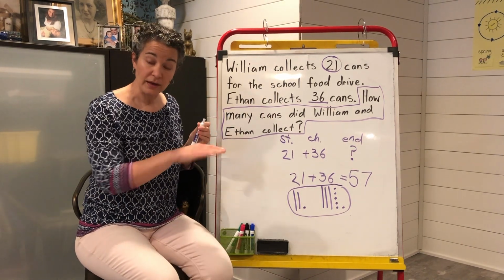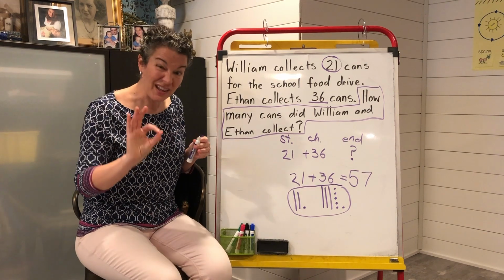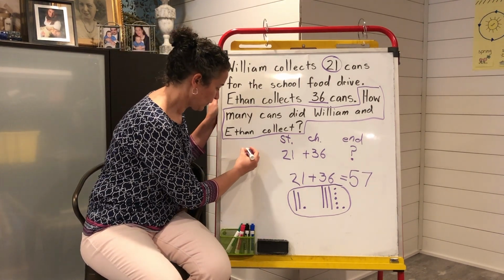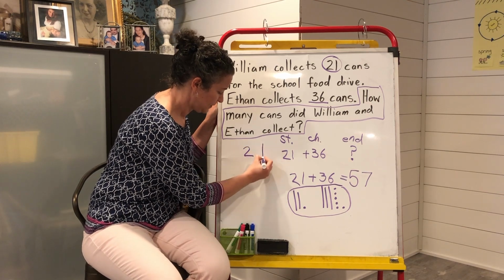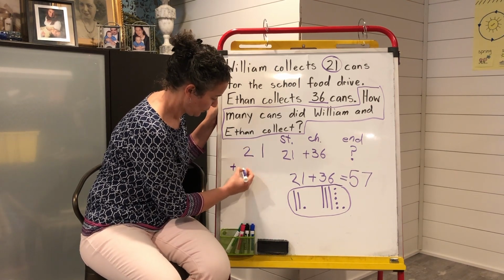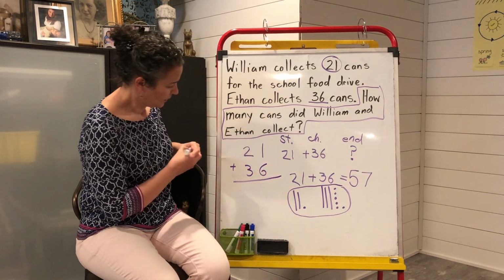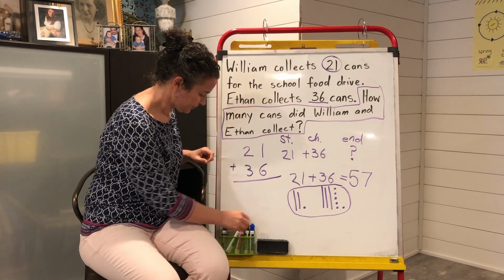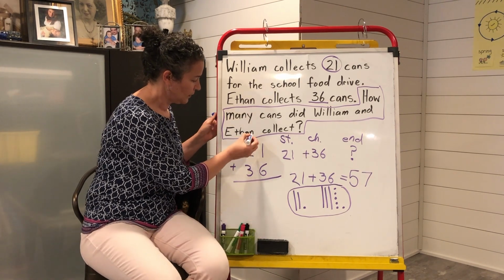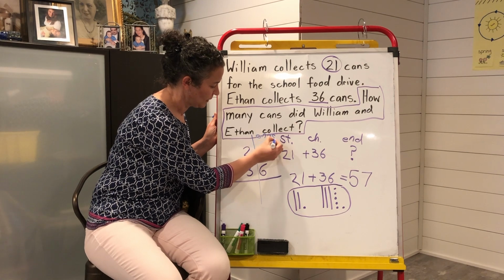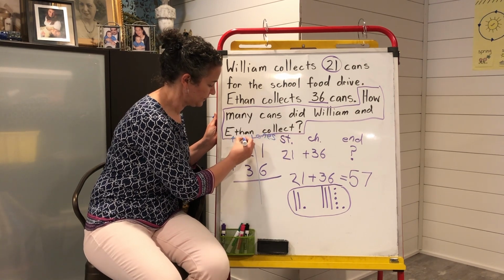Now that was horizontal. Let's try it vertical. We should get the same answer. If we don't, we get something wrong. But let's figure it out. So we've got 21 plus 36. And let's split it up. So I've got my 1s on the right. I got my 10s on the left.